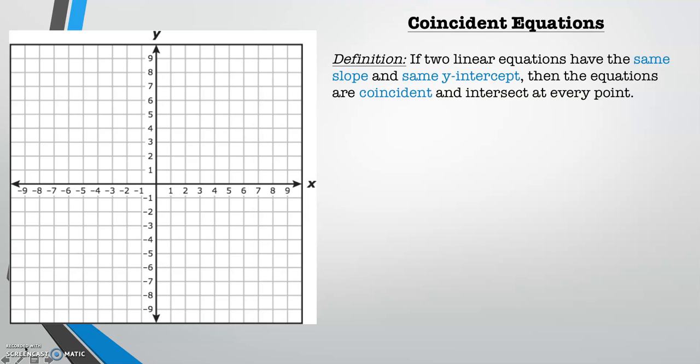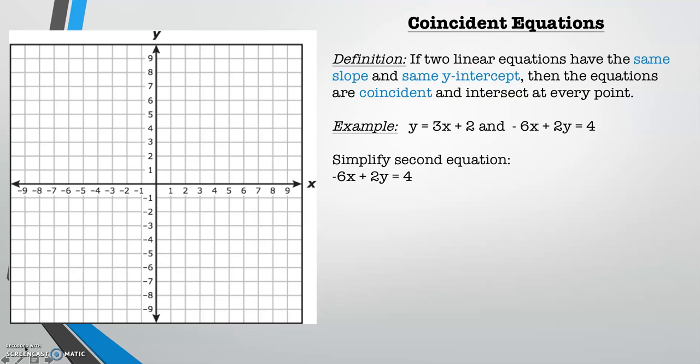Coincident equations now, as discussed before, will have the same slope and same y-intercept. So let's take a look at the example. y equals 3x plus 2 and negative 6x plus 2y equals 4. Well, in order to properly compare these, what we're going to do is simplify the second equation to isolate the variable y. So we're going to do the inverse operation of negative 6x, which in this case will be addition.